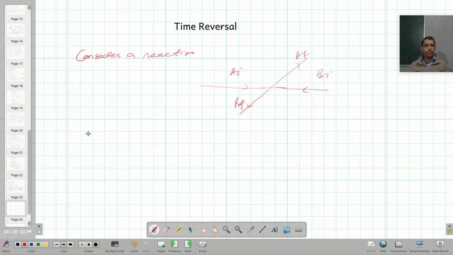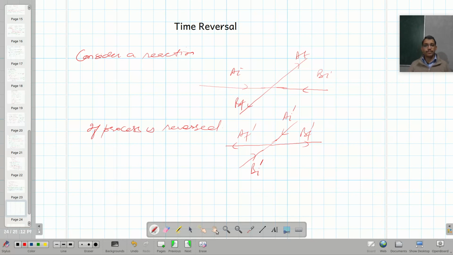So if the process is reversed, then what will happen? Reversed, then this will become the incident particle, this will also become the incident particle, and after interaction they give the scattered particles. So let us call it A_I prime, and let us call it B_I prime, and let us call it the B_F prime, and it is represented by A_F prime.